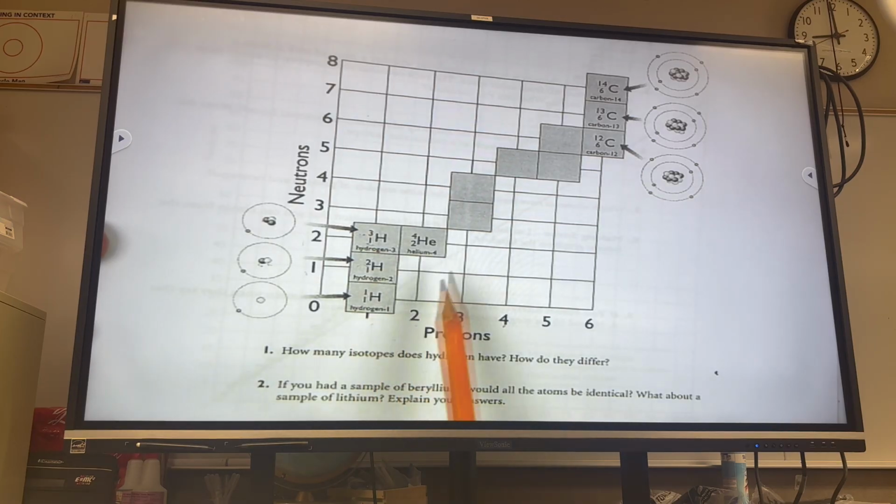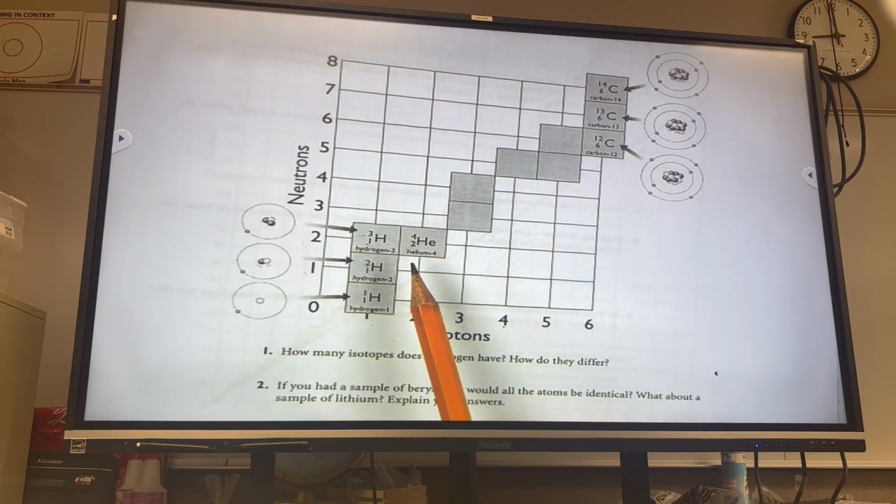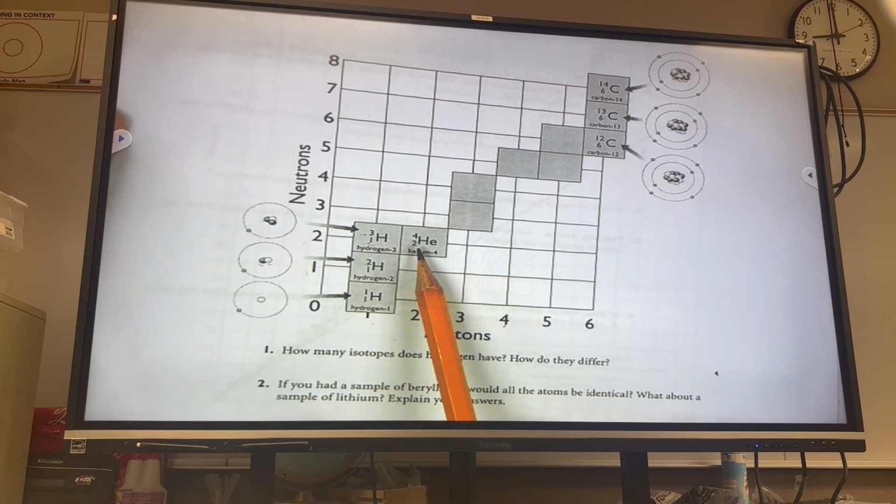Okay? And then helium, there's only 1 square for helium. Helium doesn't have any isotopes. It just has the 1 form of it where you have 2 protons, and then it has a mass number of 4. So if it has 4 particles in the nucleus and 2 of them are protons, how many neutrons does helium have? Whatever 4 minus 2 is, right? Okay, so 4 minus 2, helium has 2 neutrons.